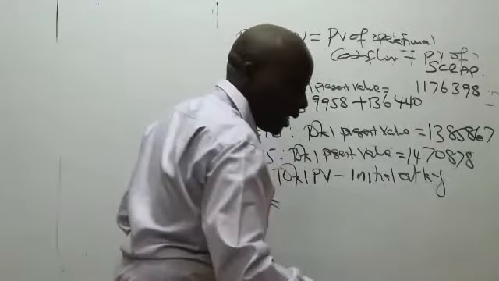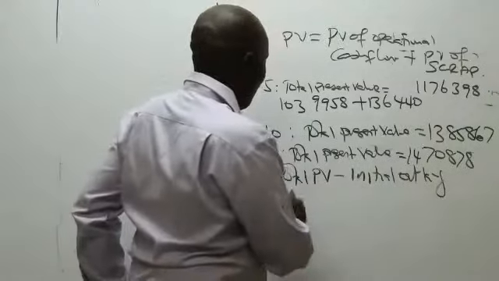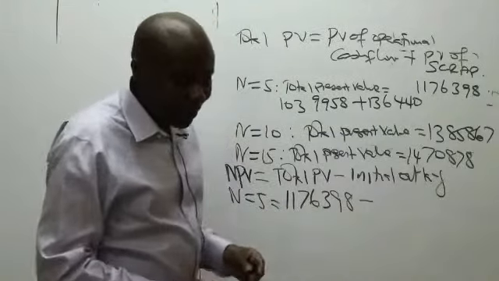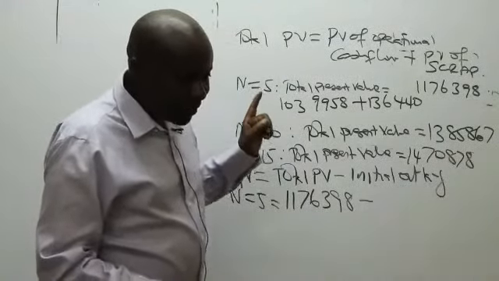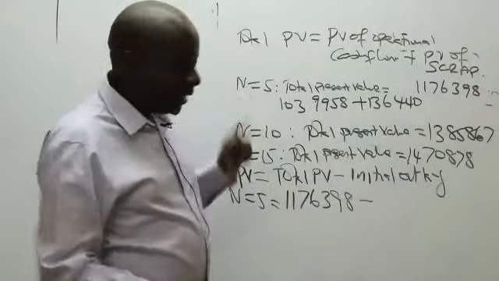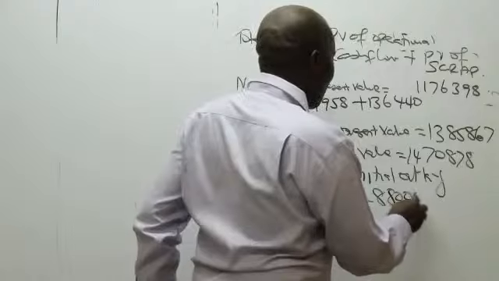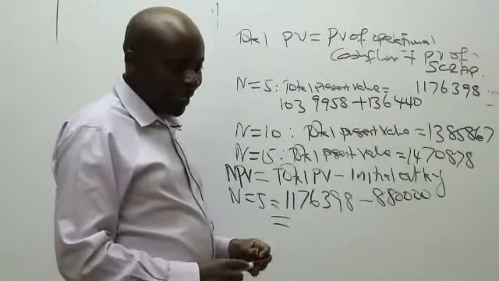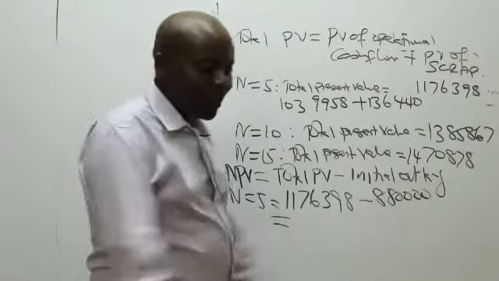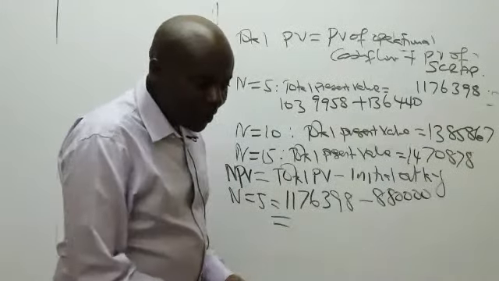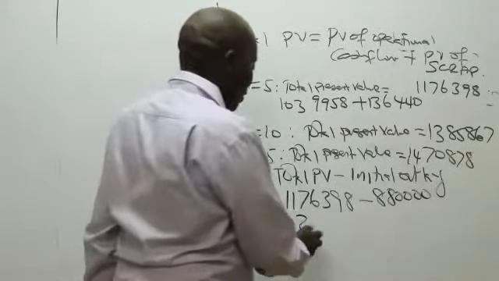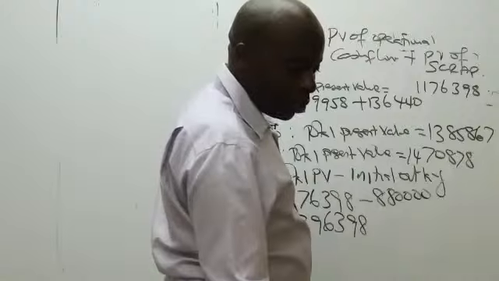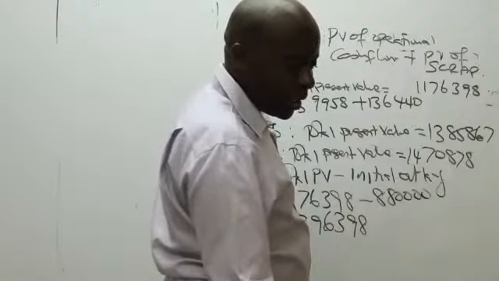Quite wrong. When n is 5, this is the thing. It is 1,176,398 minus, is there someone who can remind me the initial outlay? Initial outlay was 880,000. Thank you very much. So then could you kindly come and give me this net present value when n is 5? So when n is 5, what is our net present value? 296,398.